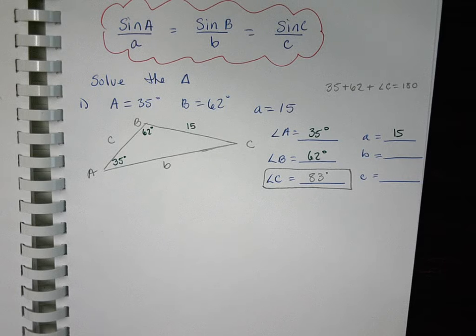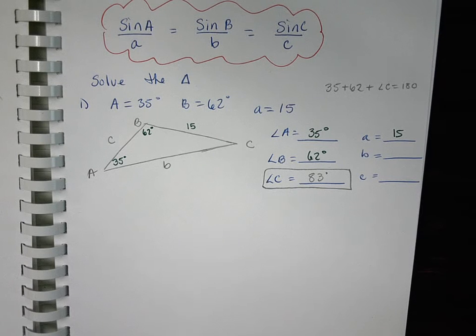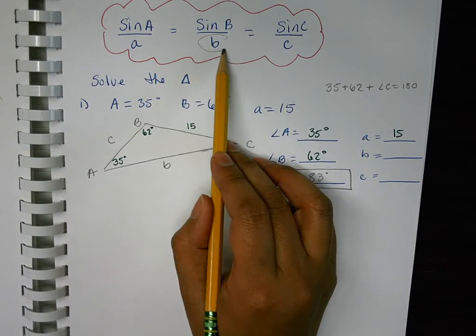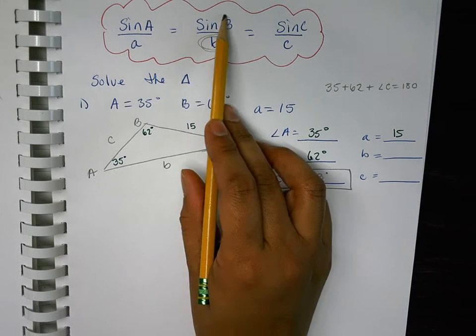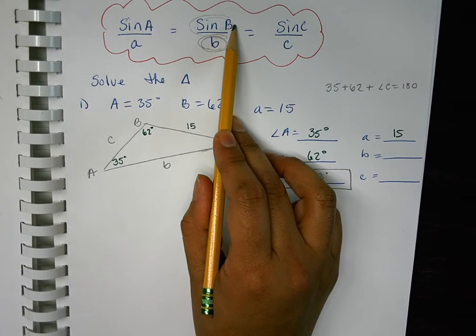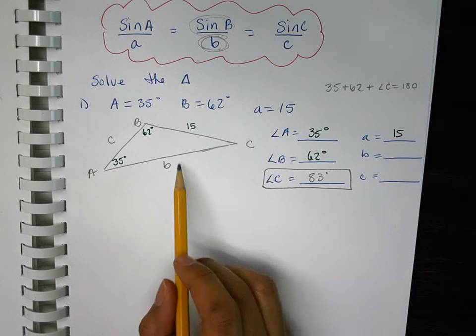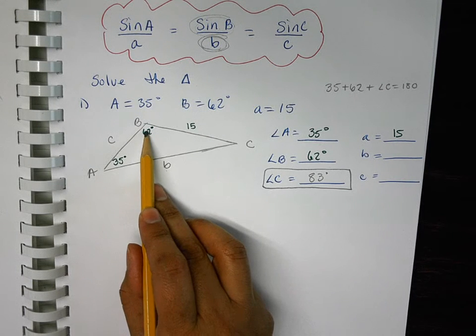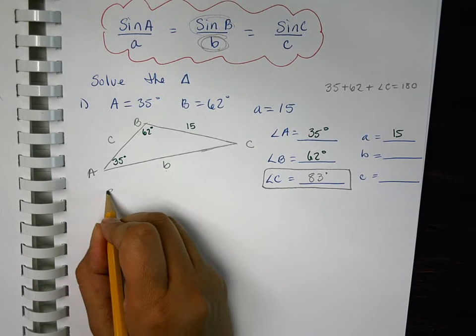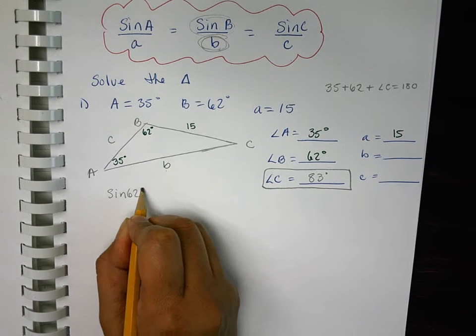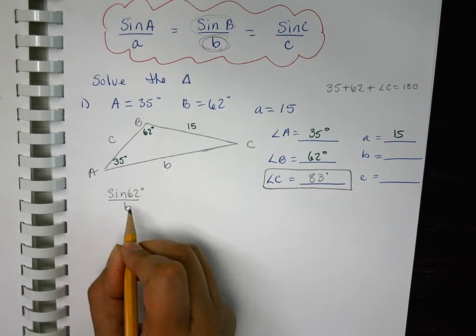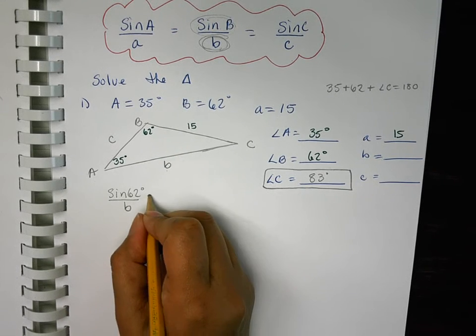Okay, I'm going to find b first just because. Now, if I am looking for little b, what angle am I going to be using on the numerator? Sine of B. So if I'm looking for little b, I need to know angle B. So let's go to little b. Do I know angle B? Okay, so I'm going to set that up. Sine of 62 over the unknown b, that is what I'm looking for, equals.